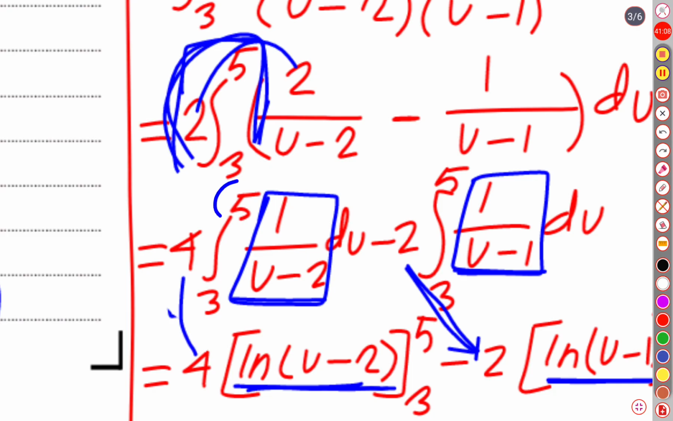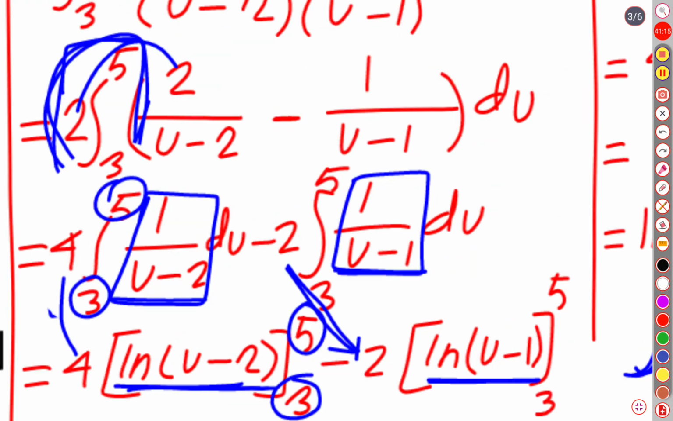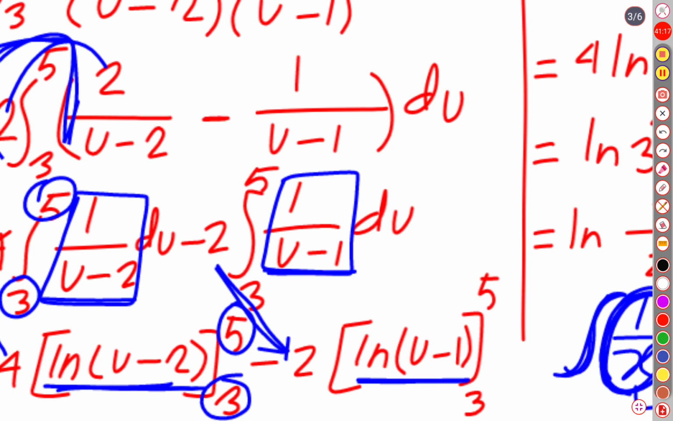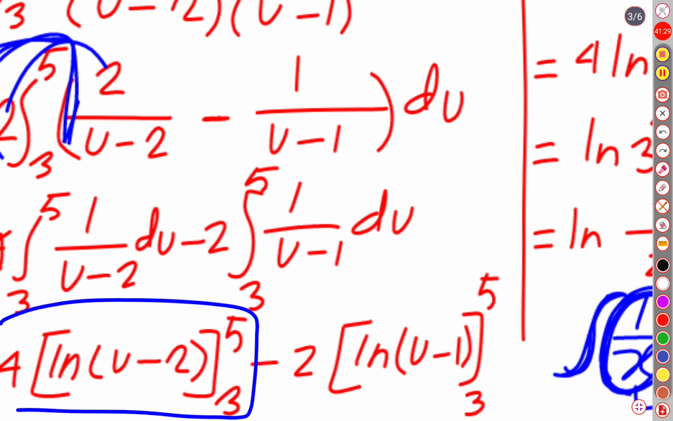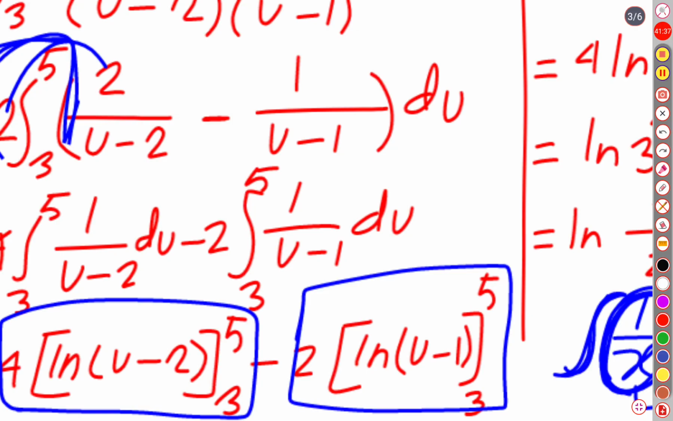And the limit, what happened to this limit we have written over here, 3 until 5. These are the limits we have written here, 3 until 5. So ultimately what have we got? We have got that the first part is this, 4 ln u minus 2, and the second one is this. Now we will substitute the values.